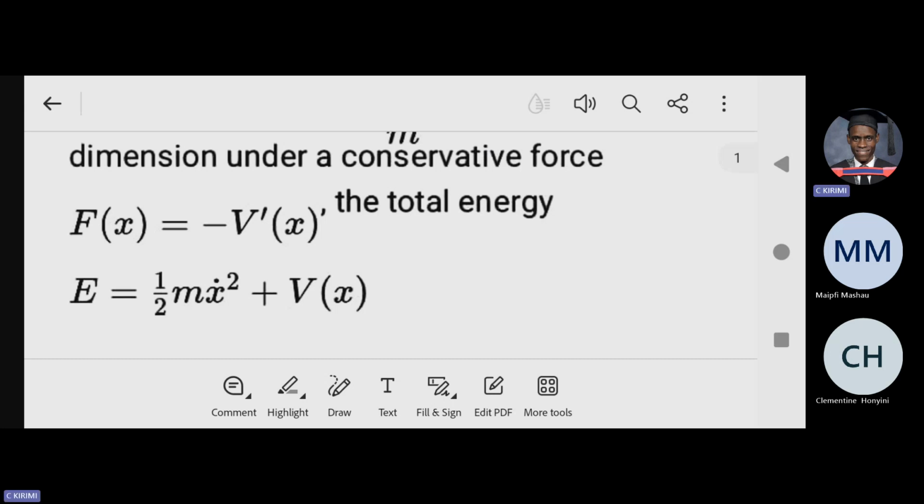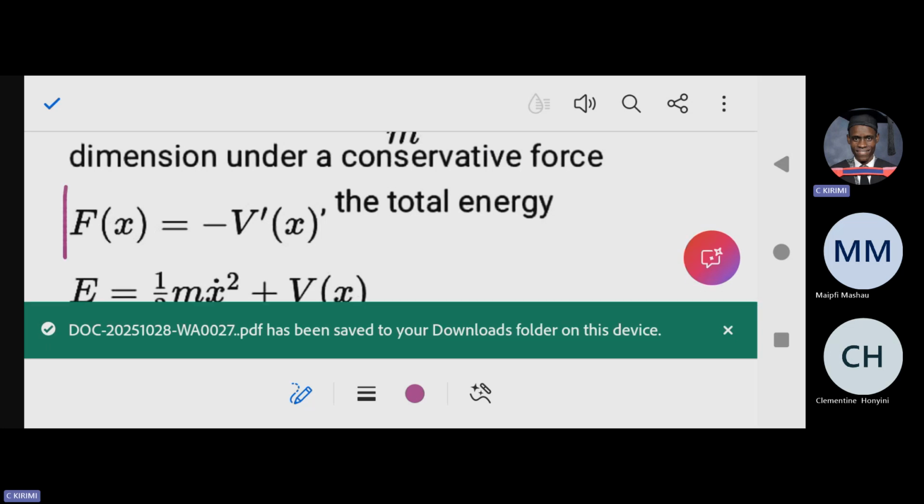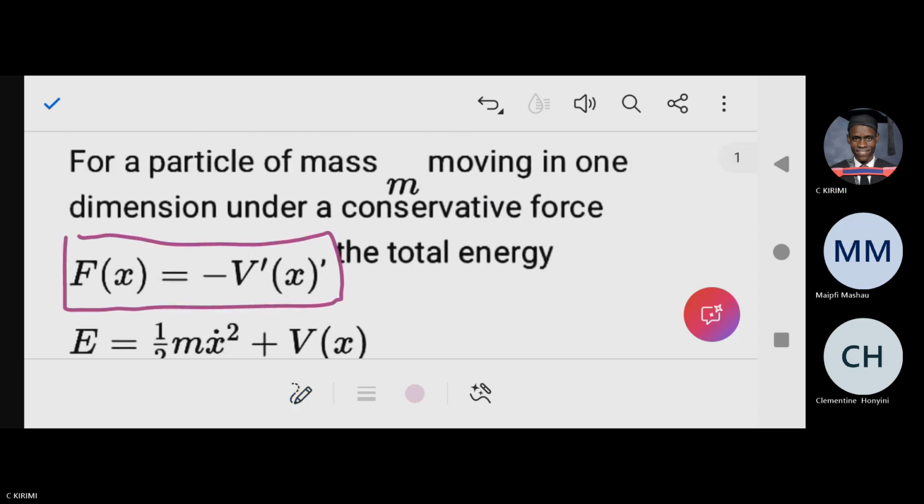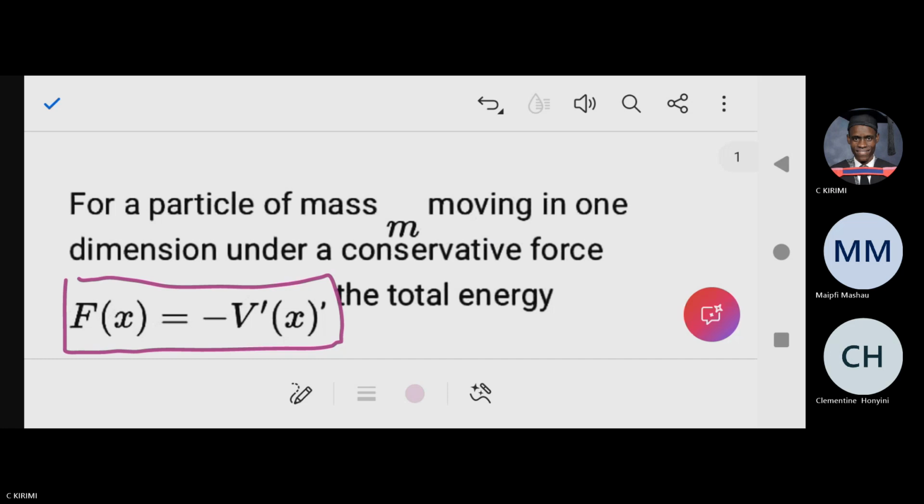So if it's a conservative force, what do we mean? We mean that F of x is equal to the negative of V prime of x, the derivative of the potential energy. Can you see the prime there? Yes. That is the definition of a conservative force when the particle is moving and the force is conservative.